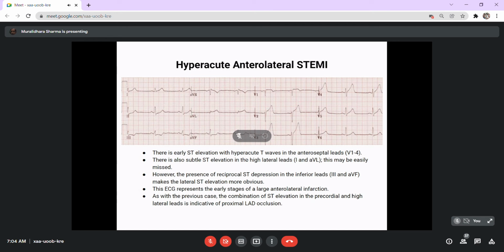Here also there will be a straight elevation. The only thing is this elevation might be missed quite frequently, so you have to keenly observe these areas. ST depression in lead 2 and lead 3 is important to confirm the ST elevation. In lead 3, the ST depression has to be made out clearly, and it suggests an early stage of a huge, large infarction.